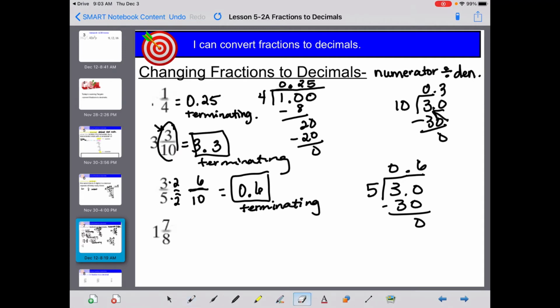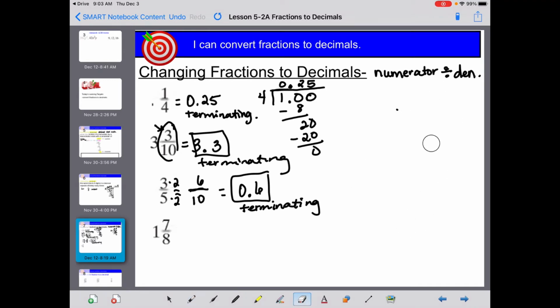The next one, 1 7/8. 1 7/8 doesn't work as nicely because there is no way to create an equivalent fraction with a 10 or a 100. Well, with a 1,000 you could. And so it's actually faster for me to take 7 divided by 8.